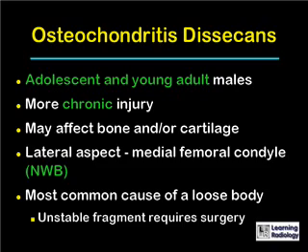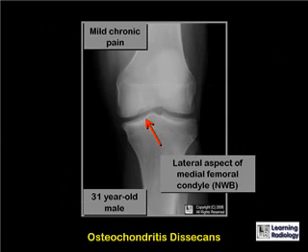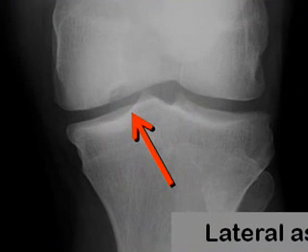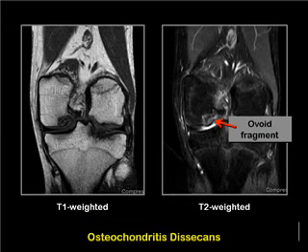If there is an unstable fragment, it almost always requires surgery. This is a 31-year-old male who had chronic pain of a mild nature in the left knee, and we can see that there is a semilunar lytic defect in the lateral aspect of the medial femoral condyle, which is the non-weight-bearing surface. This is a T1 and T2 weighted image of a patient with osteochondritis dissecans.